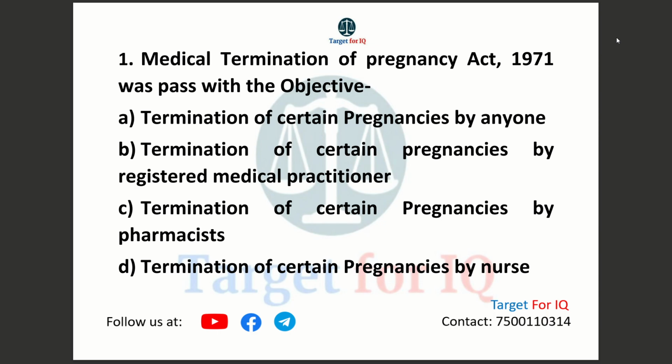Question number 1. Medical Termination of Pregnancy Act 1971 was passed with the objective: Option A. Termination of certain pregnancies by anyone. Option B. Termination of certain pregnancies by Registered Medical Practitioner. Option C. Termination of certain pregnancies by pharmacist. Option D. Termination of certain pregnancies by nurse. The correct answer to question number 1 is option B, that is termination of certain pregnancy by Registered Medical Practitioner.